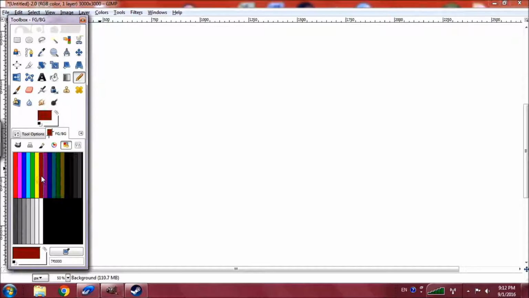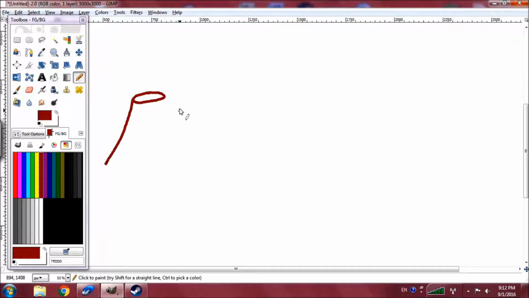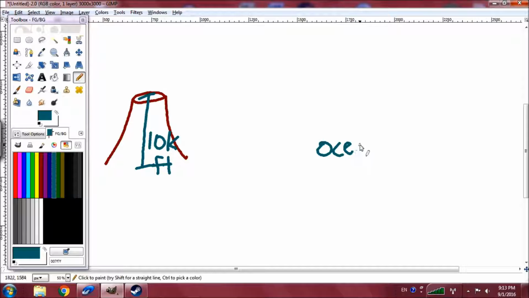Haleakala is a 10,000 feet high dormant volcano in Maui, Hawaii. Okay, so here's the volcano, and it's dormant, so we can't draw smoke out of it. But it's 10,000 feet high. From the peak to the ground is 10,000 feet. But in order to reach the ocean, the peak is a horizontal distance of only 30,000 feet. Yeah, only. So here's the ocean.